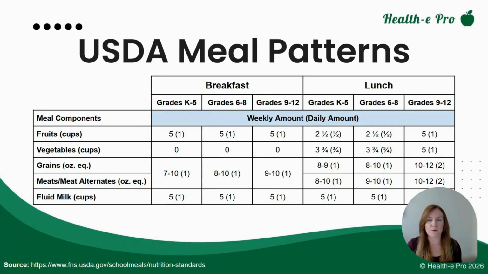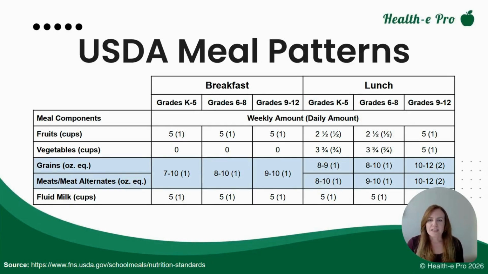For some of the meal components, this is very simple. And if you meet the daily requirement, then you also meet the weekly requirement. Like fruit at breakfast, if you offer the 1 cup minimum per day, you'll meet the weekly minimum of 5 cups. But for grains and meat alternates, that is not the case. The daily minimum for the K through 8 grade groups is 1 ounce equivalent. And if you just met the daily minimum, you'd have a weekly minimum of 5. But as you can see here, the weekly amount for grains and meat alternates is higher than that.